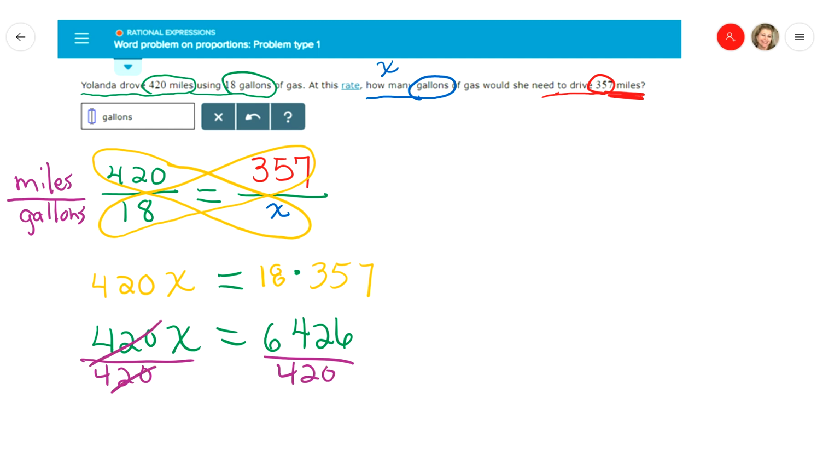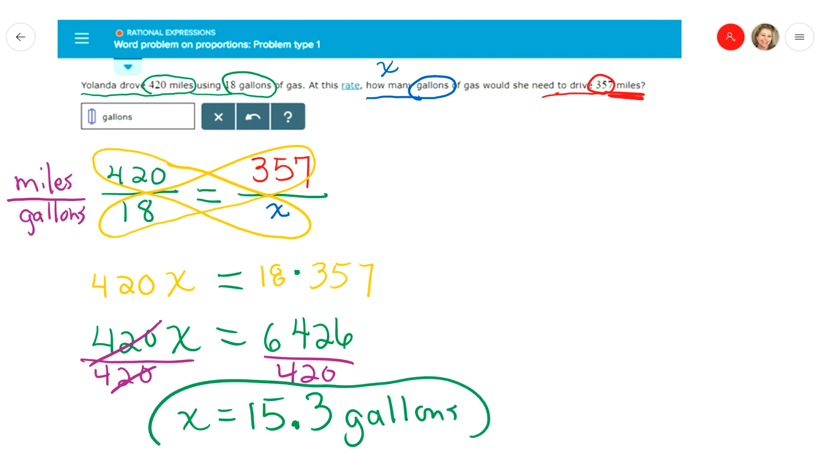And then all I have to do to solve this for x is divide by 420. It cancels out over here. You're just left with x. And it's not telling me to round, so I'm guessing they set it up so it comes out pretty. So take 6,426 divided by 420, and it did come out as a terminating decimal, 15.3, and this is gallons because I had the x in the denominator, which is where gallons was.